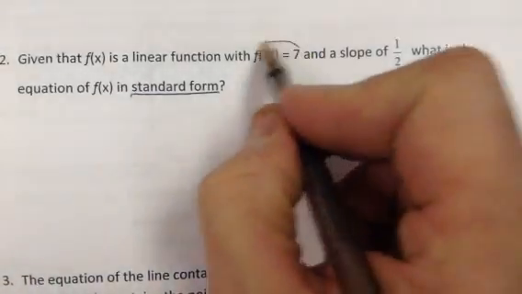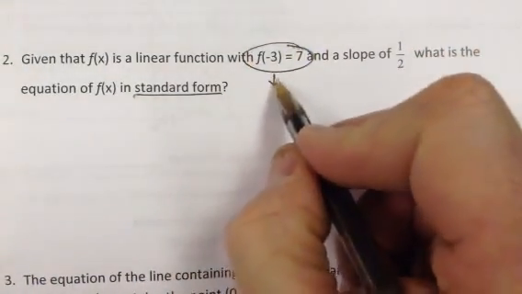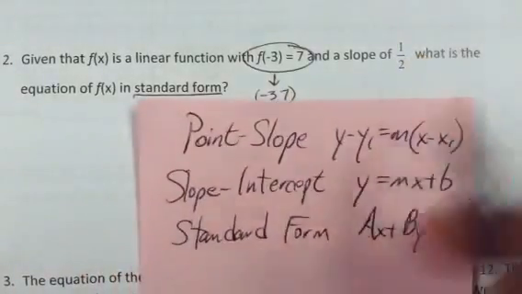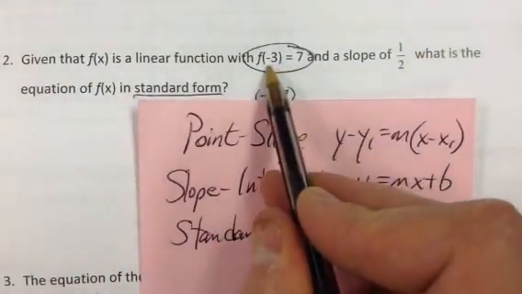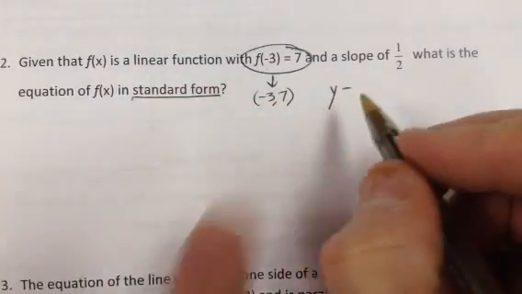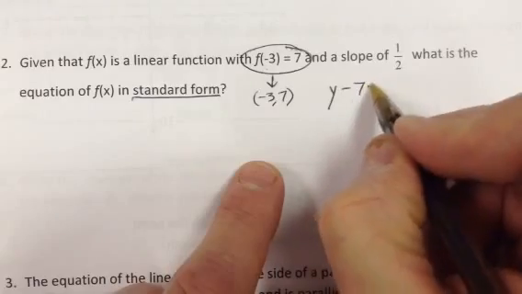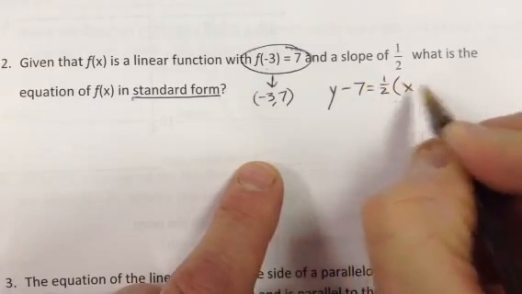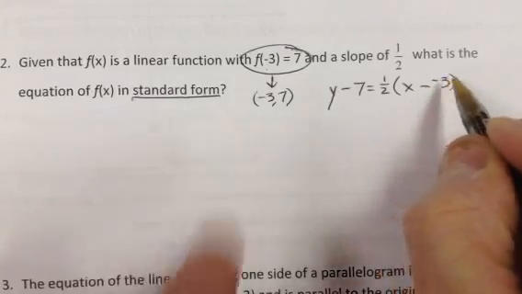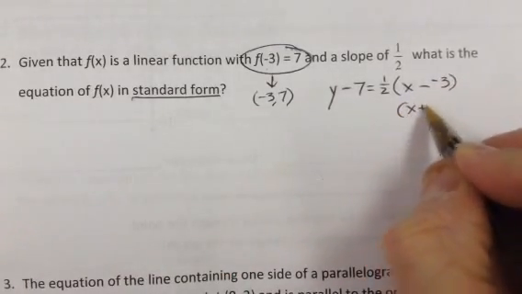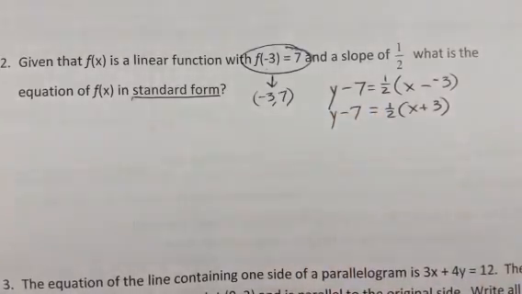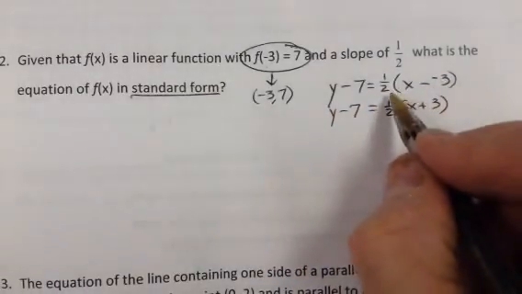Here we go. You got to realize that this is a fancy way of saying that I have a point, -3, 7. Point, slope. So we're going to take this and plug it in here. Y minus my y value, which is 7, is equal to my slope of 1/2 quantity x minus my x value of -3. Now remember, you have a double sign. Subtracting a negative is the same thing as adding a positive. So now I have y minus 7 is equal to 1/2 quantity x plus 3.